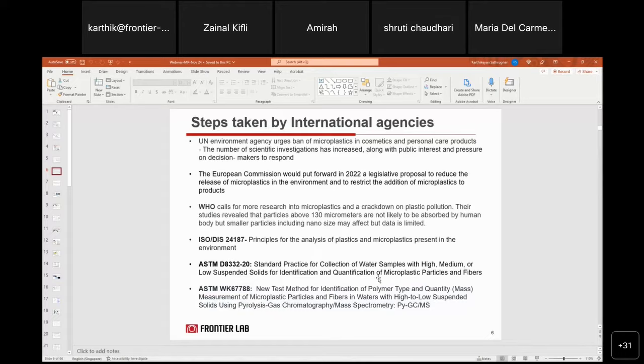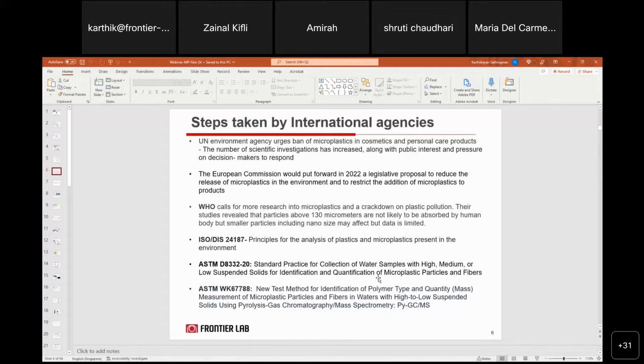So as I said, there are a lot of differences in sampling, sample preparation and analysis. So yeah, ASTM is also trying to come up with a standard method for sample collection, sample preparation, and sample analysis. But at this moment, they are only in draft stage, so it has to go through multiple stages before the standard method will be available for public use.